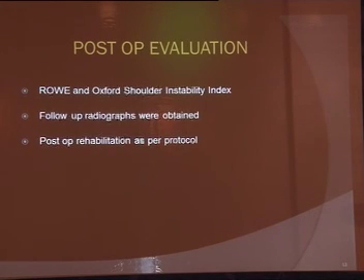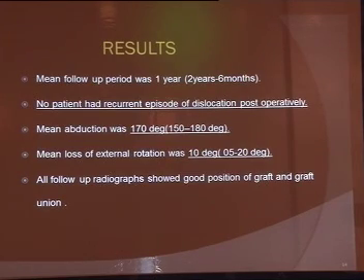Now, in the post-op evaluation, we have used the Rowe and Oxford shoulder instability index. Coming to the results, the mean follow-up period was 1 year, and no patient had recent episodes of dislocation or instability postoperatively. Mean abduction achieved was 170 degrees. Mean loss of external rotation compared to the opposite limb was 10 degrees. And all follow-up postoperative radiographs have shown good graft position and graft union.